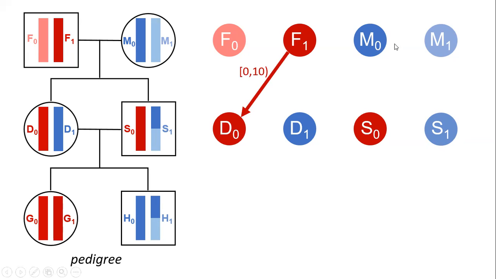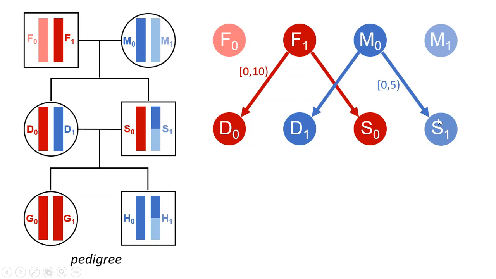So the genome of the father went down to the daughter, and we can annotate it with an interval, which is just the length over the genome that was inherited. Let's suppose this genome is just 10 base pairs long. What this is saying is that the entire genome from 0 to 10 was passed on from the father to the daughter. And from here on, if I don't indicate an interval, it means the entire genome was passed on. So that same genome went down to the son, and the mother went down to the daughter.